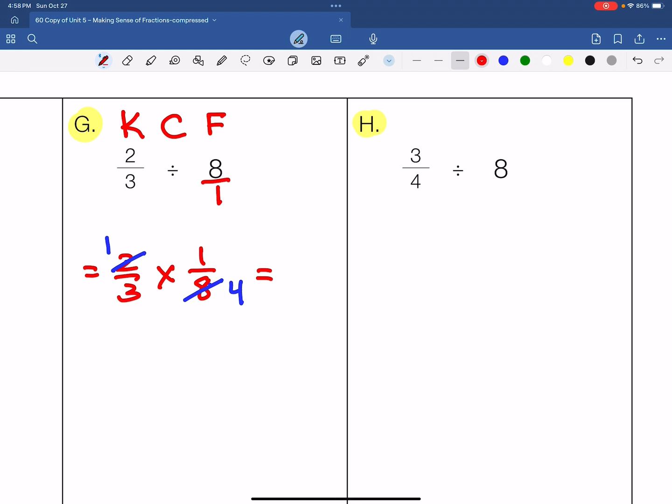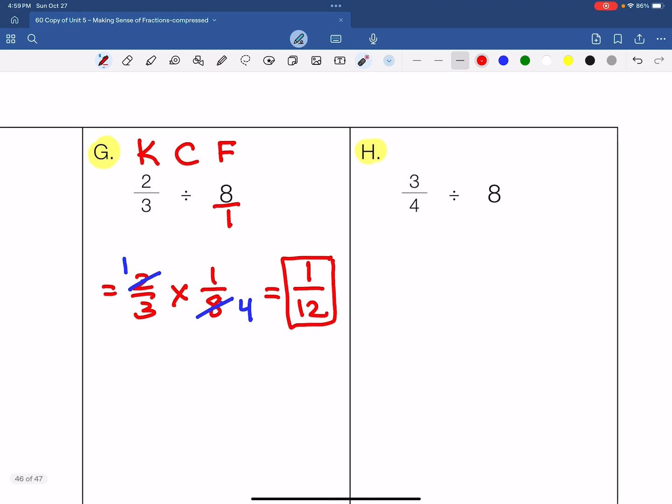And now we can multiply. 1 times 1 is 1. 3 times 4 is 12. So our final answer is 1/12. 8 fits into 2/3, and it only fits 1/12 times. Letter H.